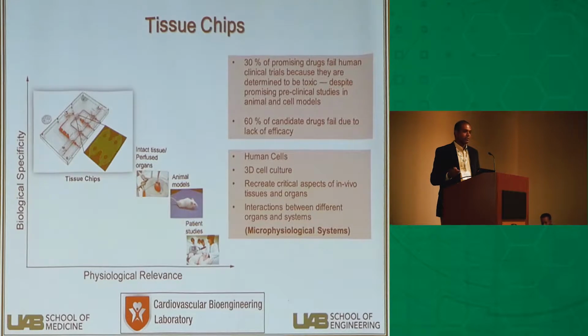In the context of cardiovascular disease, construction of these tissue chip models has been limited because of two issues. One is the lack of relevant human cell types, and the other is systems to recreate the complexity that you see in the beating heart.